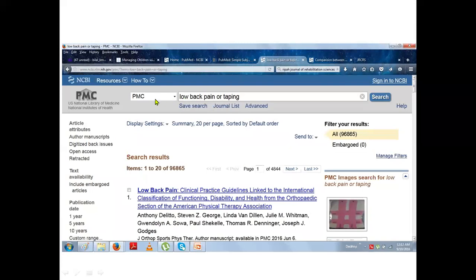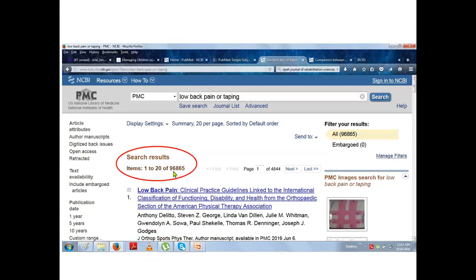This is PMC, which is PubMed Central. We have discussed that in detail in the previous session. PubMed Central is the database in which all the articles are free of cost, and you can select it from the drop-down menu. You can select PMC from there. So we have put low back pain and taping, and look at the results.